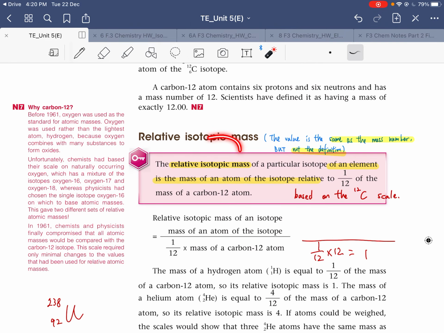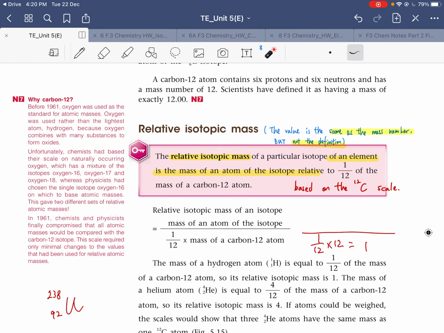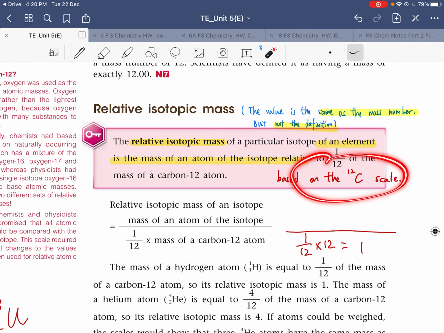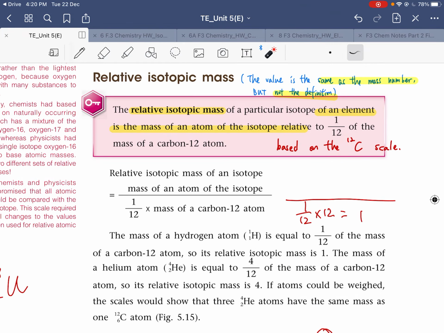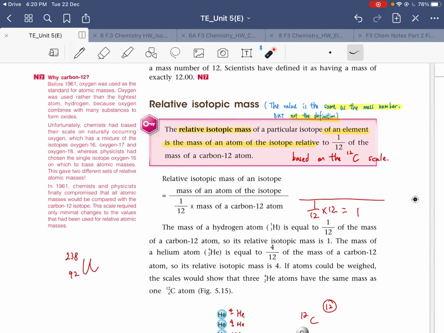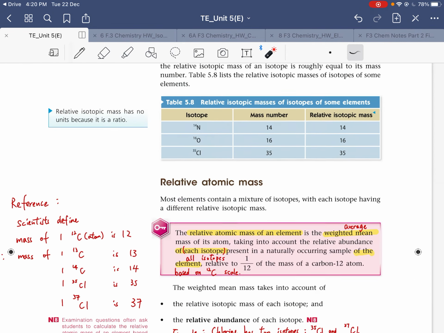Next, guys, the calculation. For the definition, I don't want to recall it. You just need to remember it is relative to the carbon-12 scale. We define carbon-12, the mass is 12. So actually, it is 1/12. This is the scale because carbon-12 is 12. So you need to multiply by 1/12 times the mass. That means you divide it by 12. Okay, and this is just a relative concept.